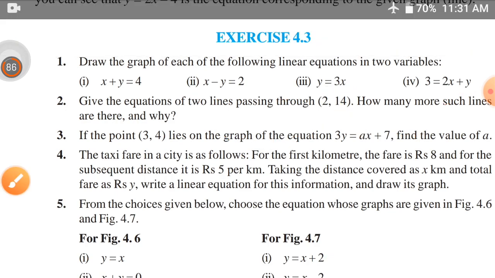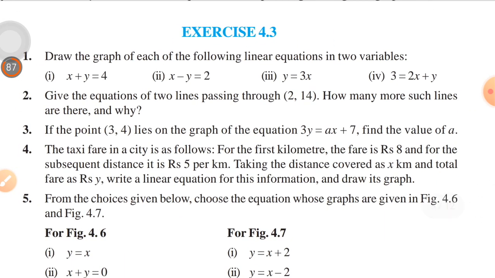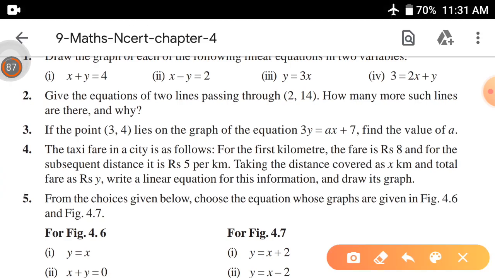Give the equation of the two lines through (2, 14) and how many more such lines are there and why. It means you have been given a point and you have to tell how many lines you can draw with the help of this point. We have to write the equations of two lines. Now what will be the answer of this question?